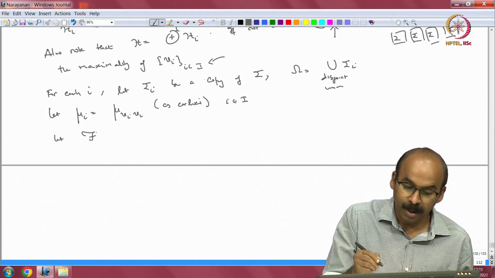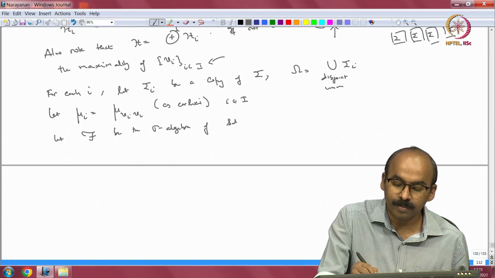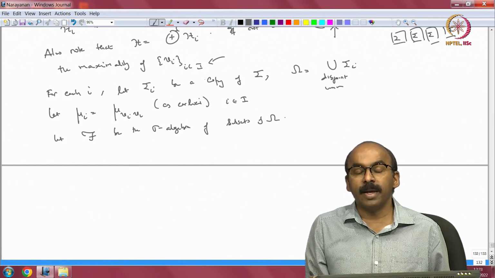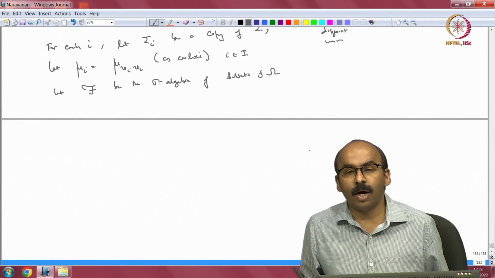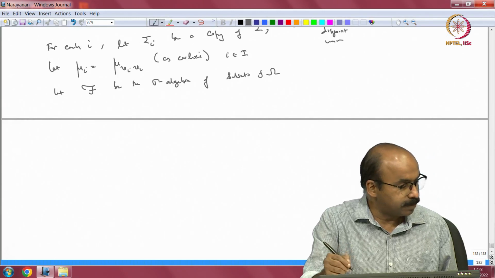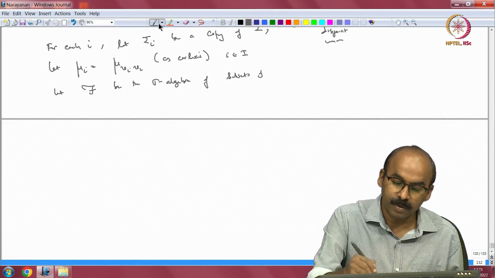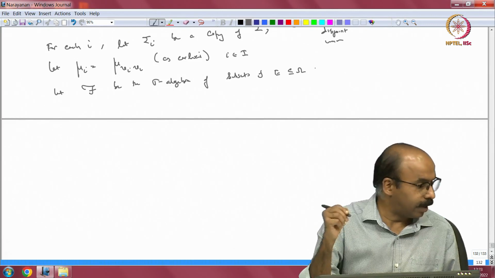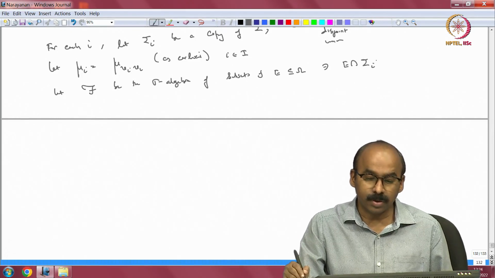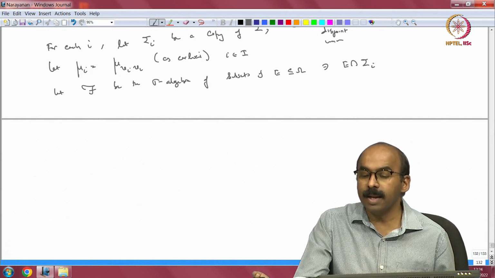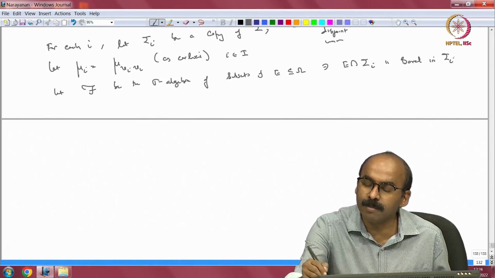Let script F be the sigma algebra of subsets of omega. So, omega, remember, is the union of copies of sigma, and I am going to define a sigma algebra on this union. It is the sigma algebra of subsets E of omega such that E intersected with sigma I, where sigma I is the ith copy of sigma, is Borel in sigma I. Sigma I is sigma. Okay.